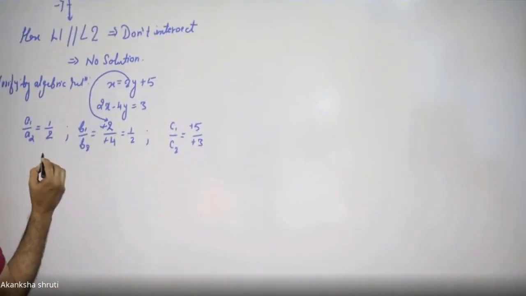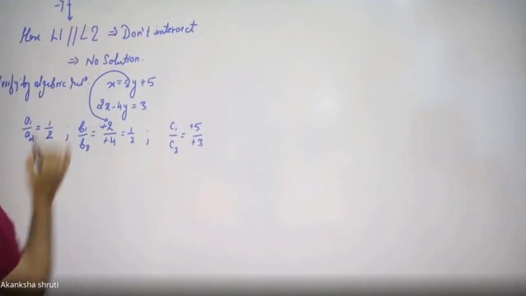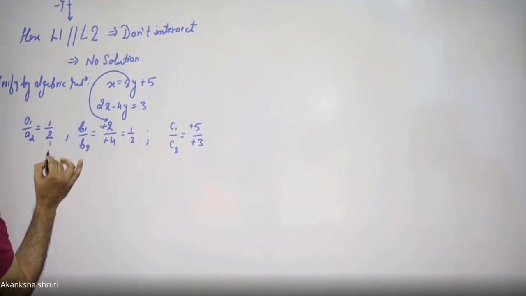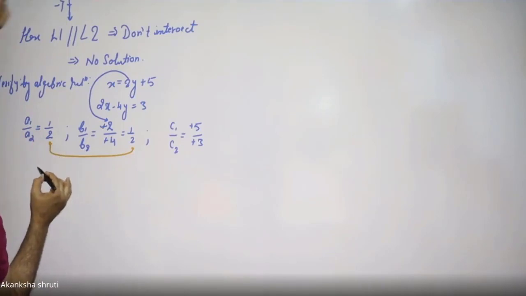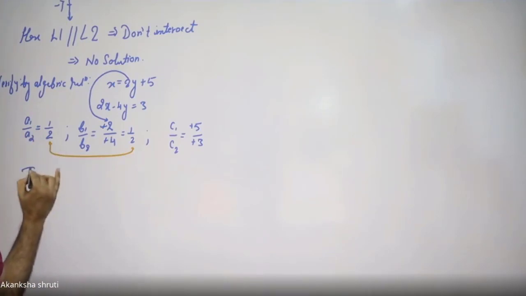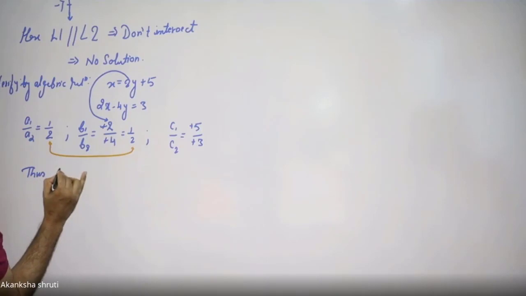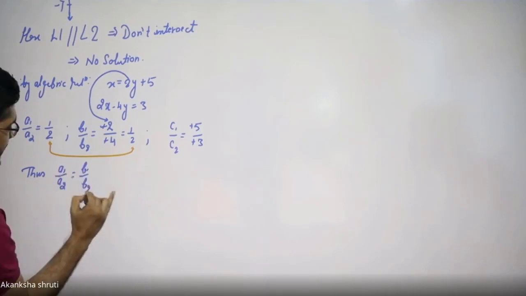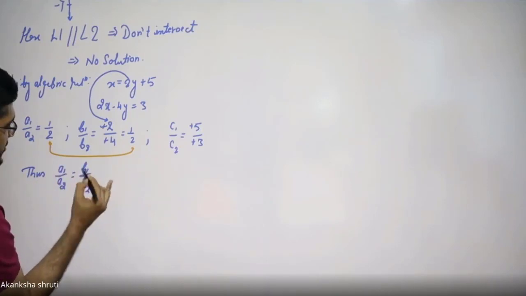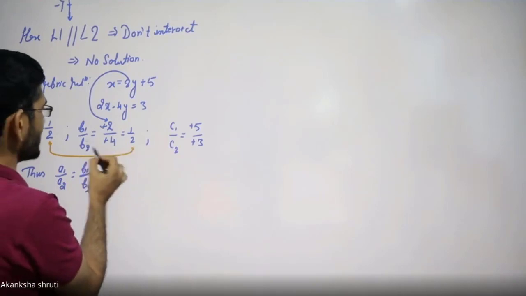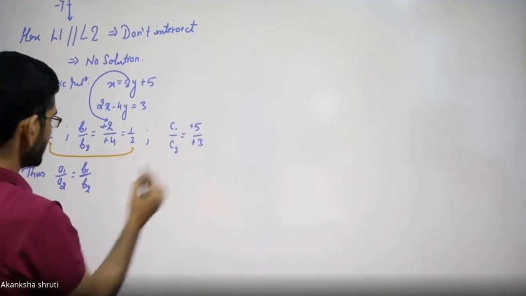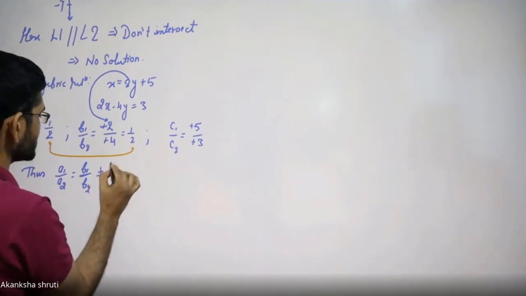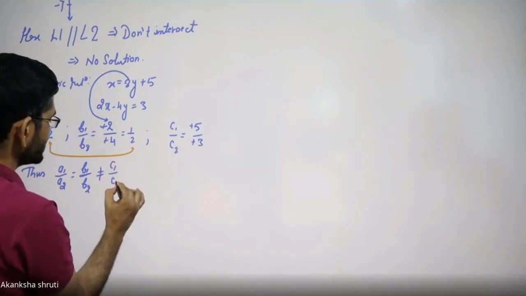What we are observing? Very interesting thing, students. Here we are observing this is 1 by 2, this is 1 by 2. It simply means a1 by a2 is equals to b1 by b2. But extending this, observing this b1 by b2 and c1 by c2, this is 5 by 3. This is not equals to c1 by c2.